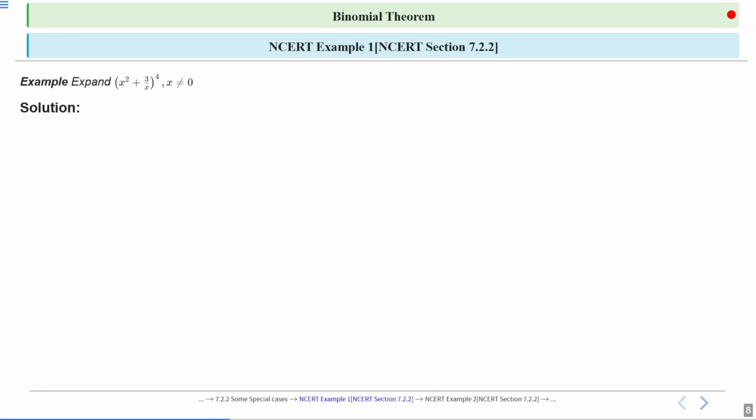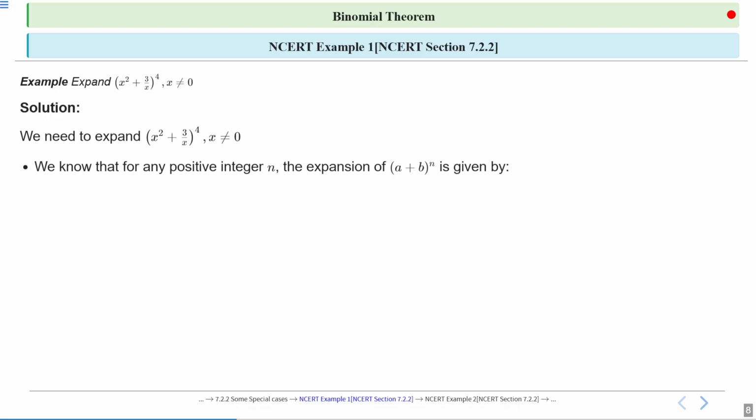So we will be expanding the expression (x^3 + 3/x)^4 where x is not equal to 0. So let's solve this example step by step. We need to expand (x^2 + 3/x)^4 where x is not equal to 0.